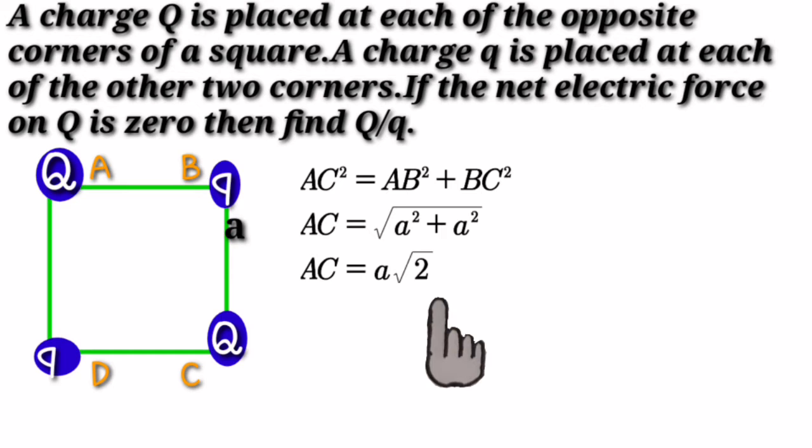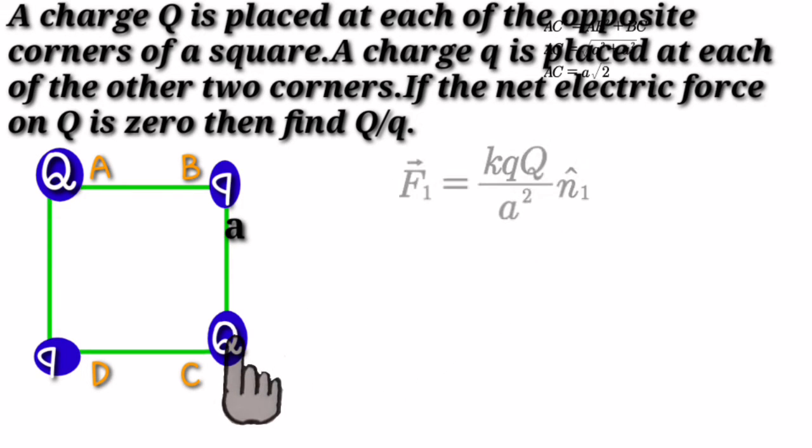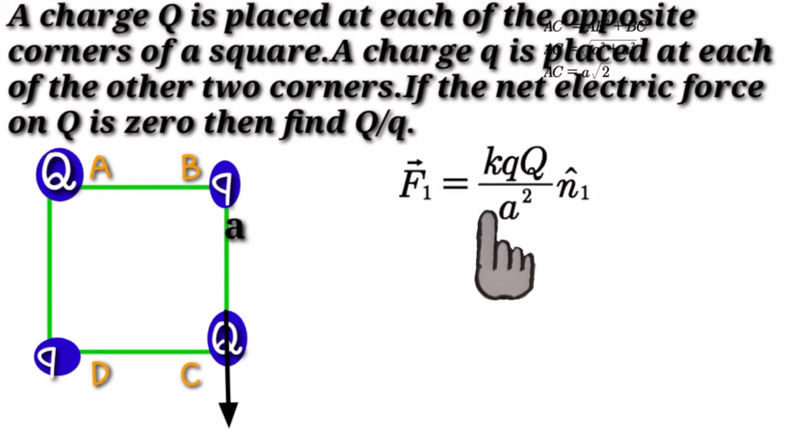Now the force on capital Q charge placed at point C due to small q charge, which is placed at point B, is K into small q into capital Q divided by A square, into n1 cap, where n1 cap is the unit vector along the vertically downward direction. The direction is vertically downward because the force is repulsive in nature.